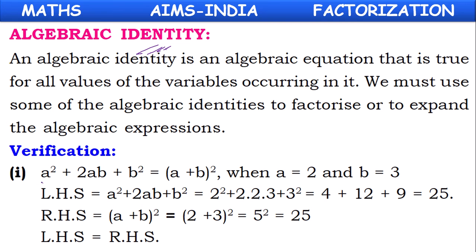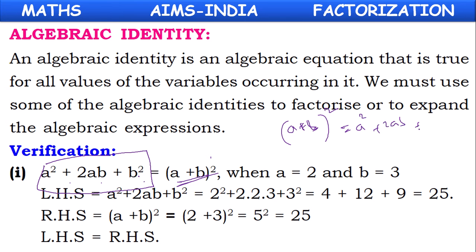Suppose here a square plus 2ab plus b square. We have to check whether it is an identity or not. Actually, a square plus 2ab plus b square can be written as (a plus b) whole square. The (a plus b) whole square formula is a square plus 2ab plus b square. So we have the LHS part and the RHS part.